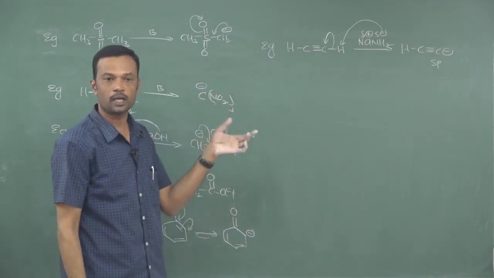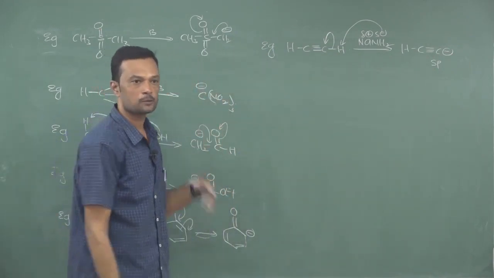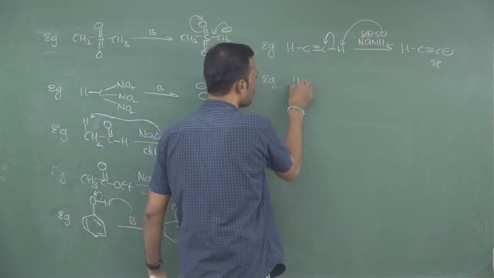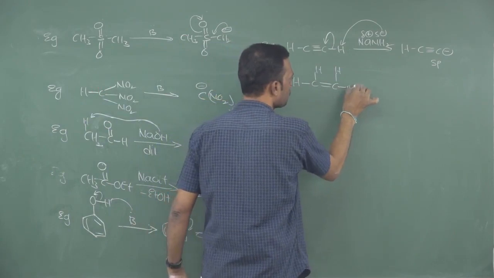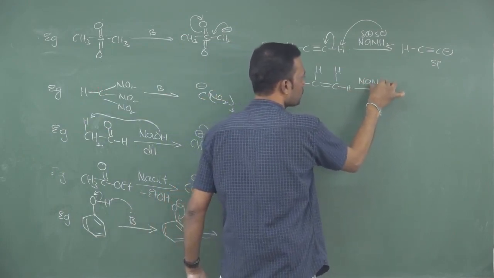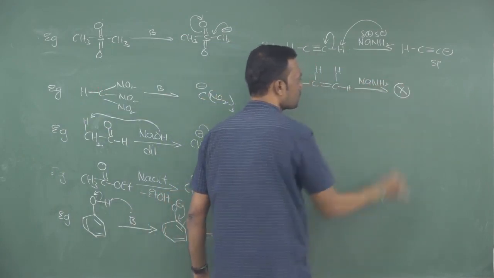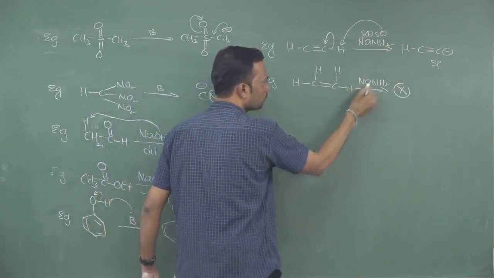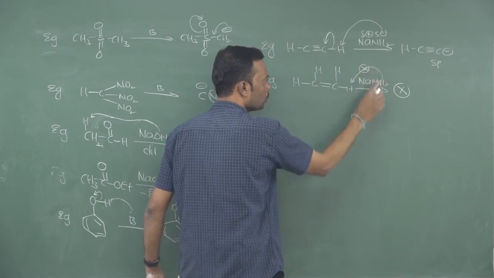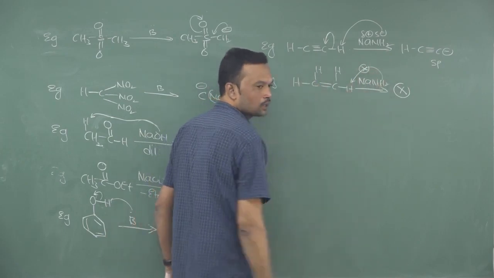Okay. Why? Because sp electronegativity is very high as compared to sp2. Same reagent, remember: if I want to perform a reaction with sodamide, this reagent never reacts with this. Sodamide never reacts with a double bonded hydrogen. This reaction is not possible, because its basicity does not match this hydrogen.